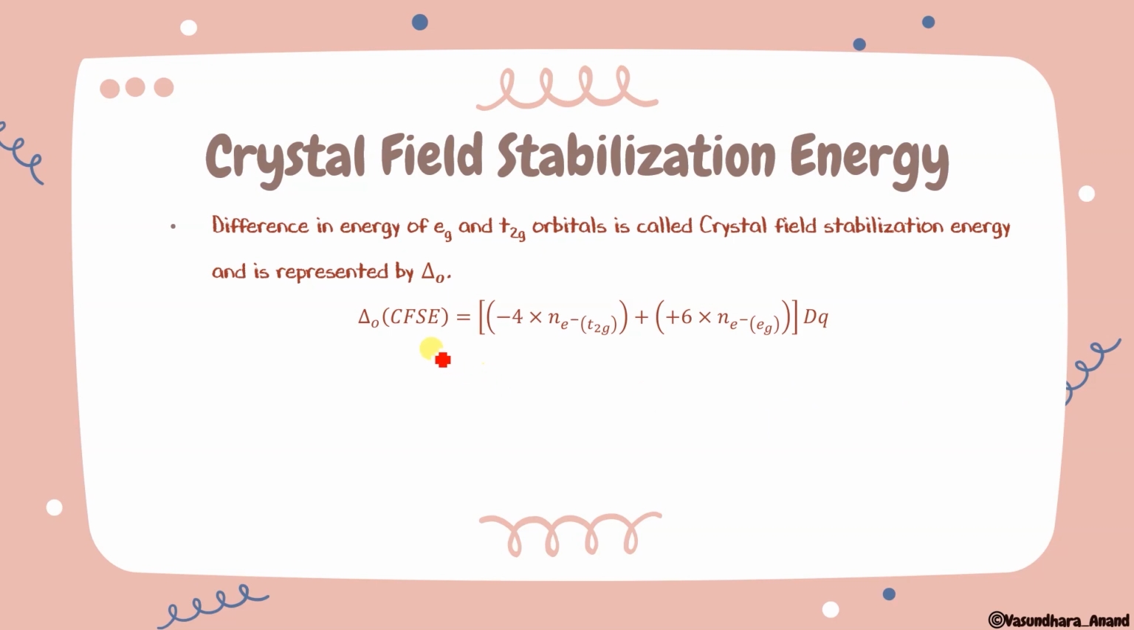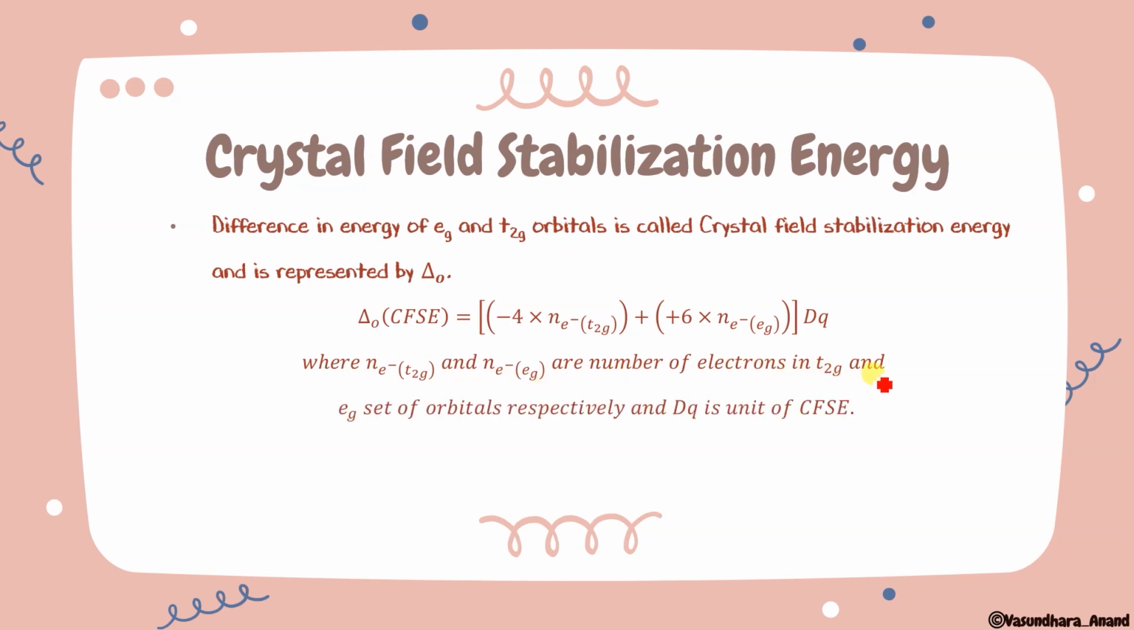So delta O CFSE is equal to minus 4 into n(e⁻ in T2g) plus 6 into n(e⁻ in Eg), and that is the unit Dq. In some books, you can see that instead of this 4, it will be minus 0.4 and it will be 0.6. So in that case, it will all be in fractions. Okay, where n(e⁻ in T2g) and n(e⁻ in Eg) are the number of electrons in the T2g and Eg sets of orbitals respectively. Got it? ये जो होंगे, this will be the number of electrons in T2g, and this is the number of electrons in Eg orbitals.